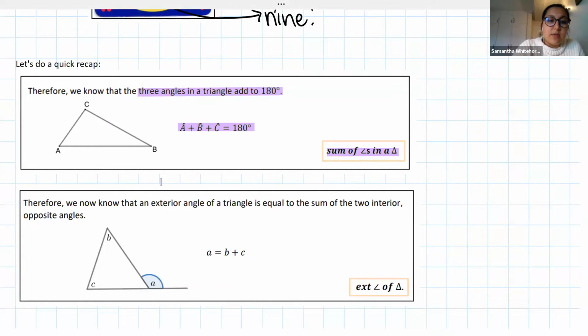The second reason we learned is that an exterior angle of a triangle, so an angle that's outside our triangle, is equal to the sum of the 2 opposite interior angles. So if we look at our diagram, angle C plus angle B will give us angle A. That is what the exterior angle of a triangle reason tells us. And again, our reason there: exterior angle of a triangle.